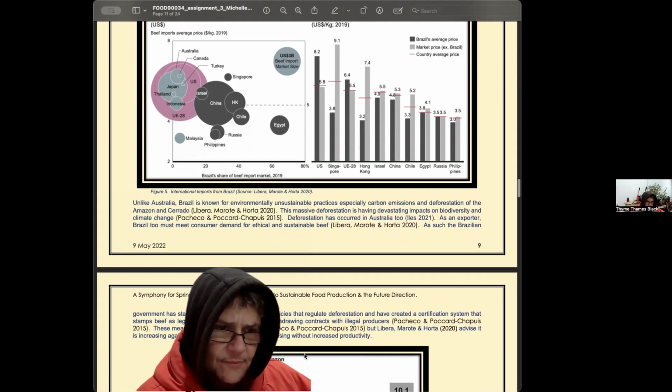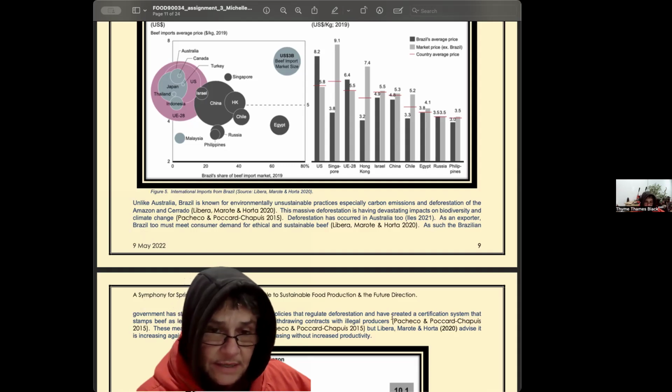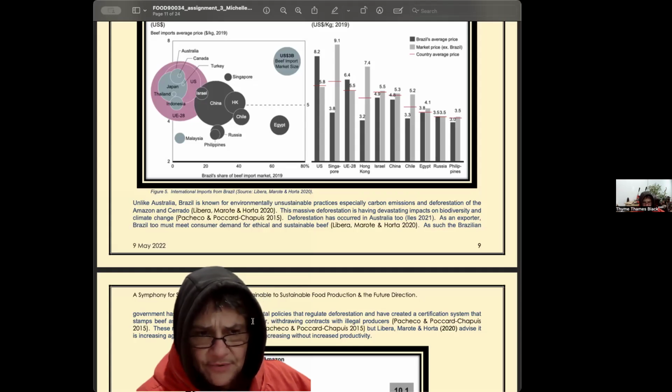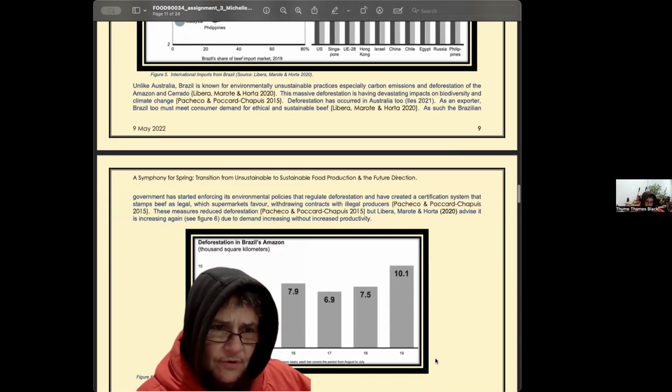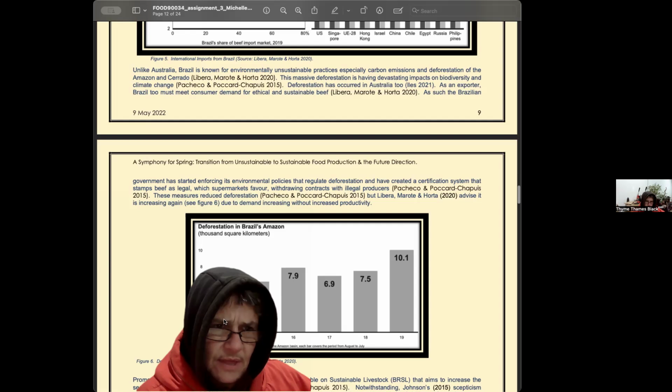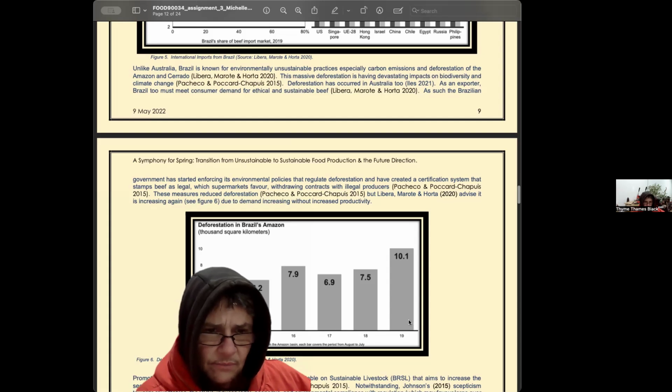As such, the Brazilian government has started enforcing its environmental policies that regulate deforestation and has created a certification system that stamps beef as legal, which supermarkets favour, withdrawing contracts with illegal producers. These measures reduce deforestation, but Libera, Marote, Horta 2020 advised it is increasing again, see figure 6, due to demand increasing without increased productivity. Deforestation in Brazil's Amazon, thousands of square kilometers, 2014 to 2019.